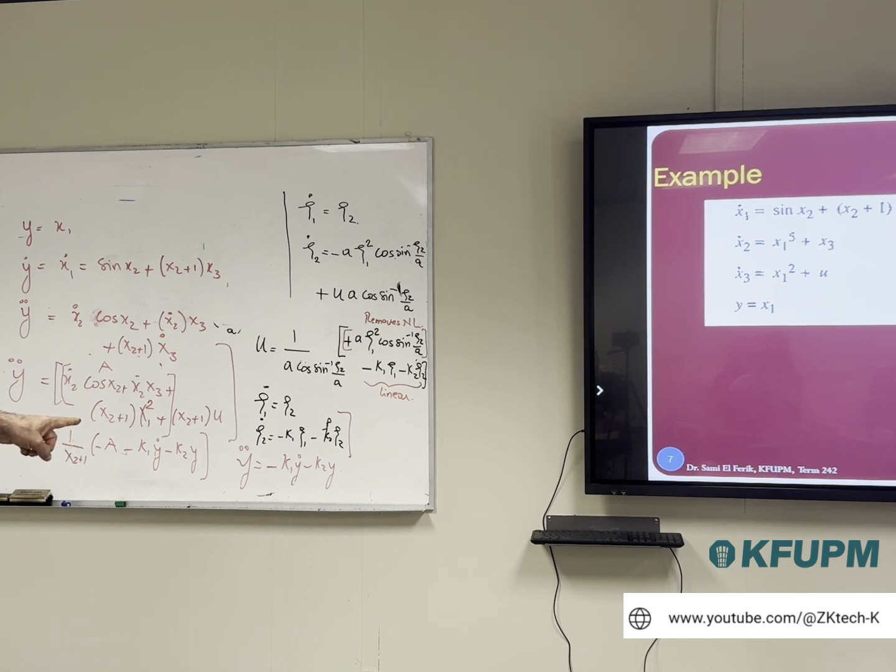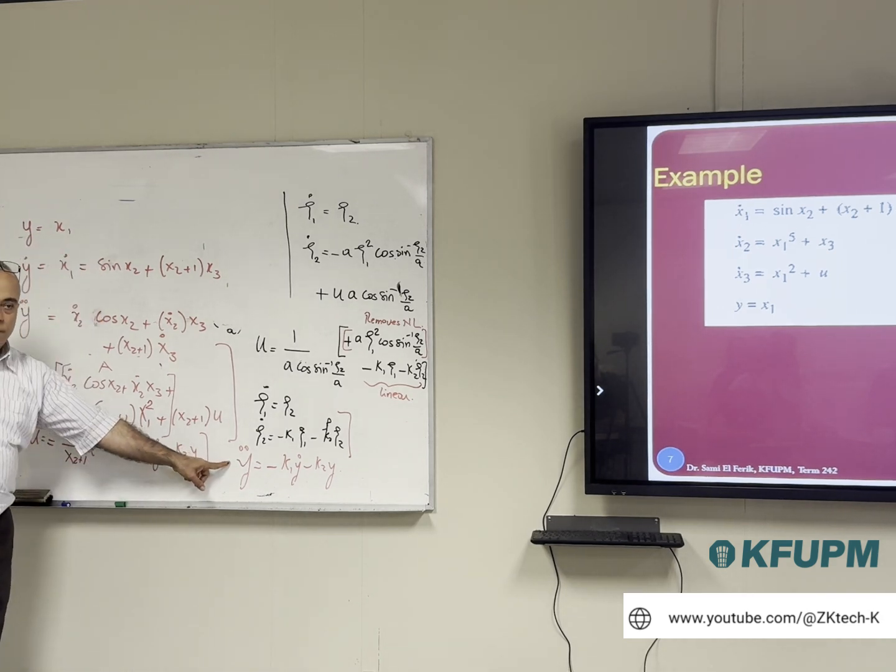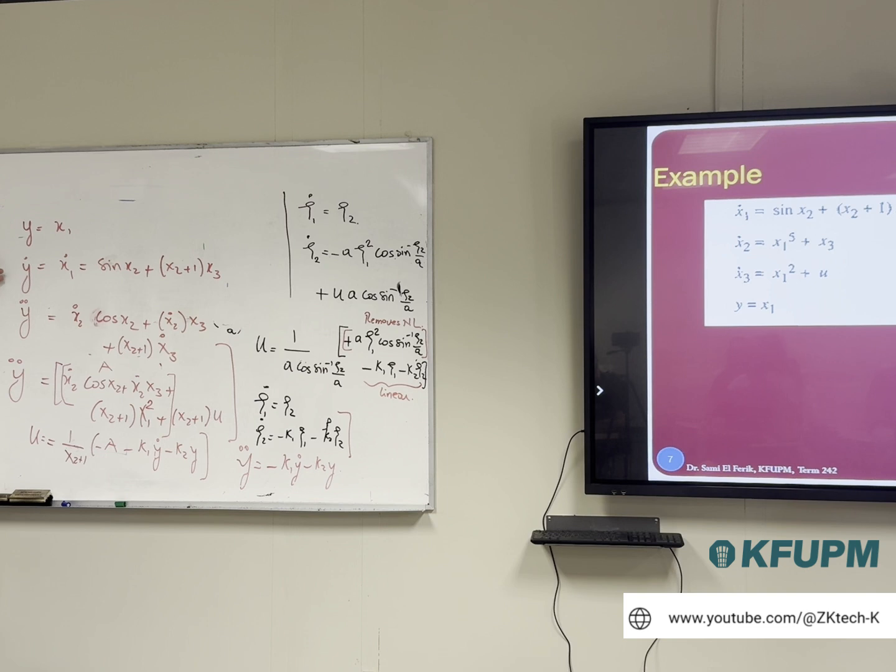Everybody's okay with this? So when we linearize and we find that the degree of the linearized system is less than the original system that we started with, we need to look at the internal dynamics and make sure that these internal dynamics under this control are stable.